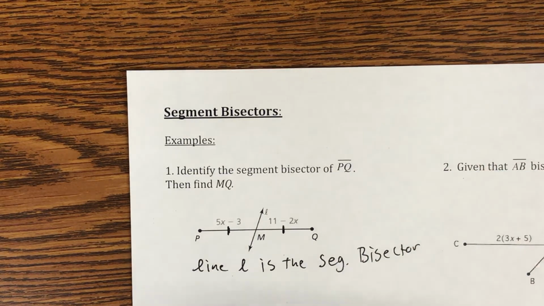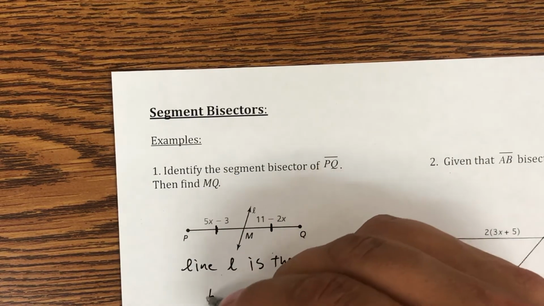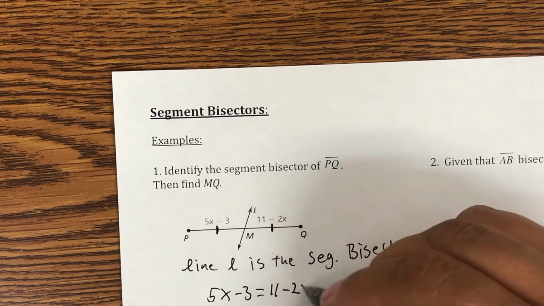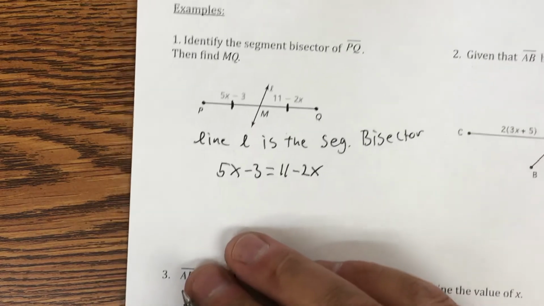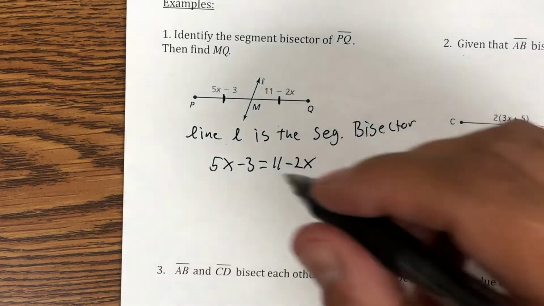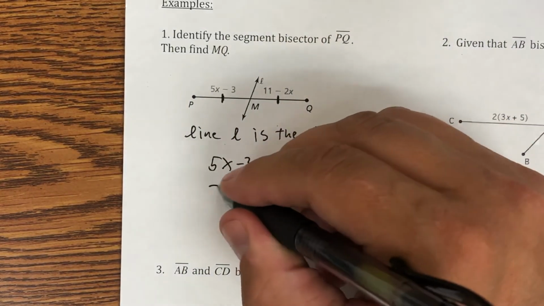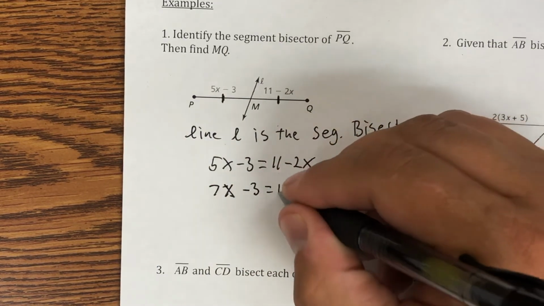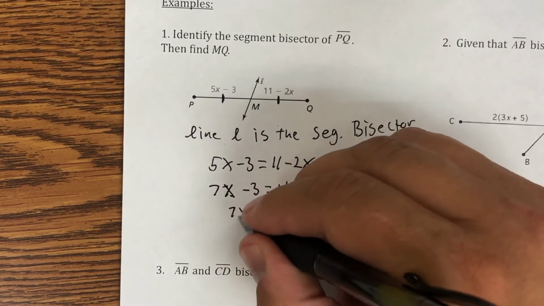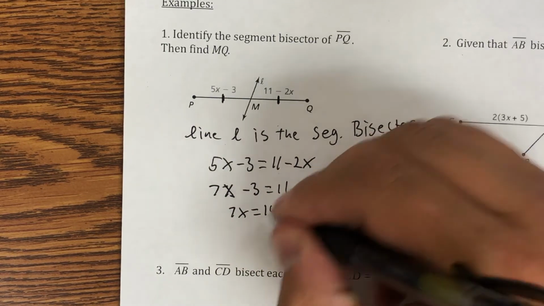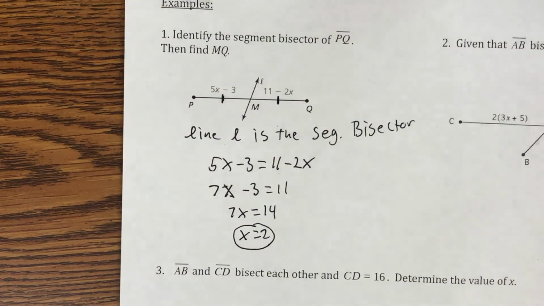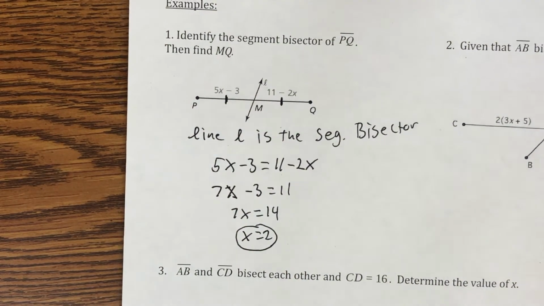All right, now setting up my equation. That means PM is equal to MQ. 5x minus 3 is equal to 11 minus 2x. Now from here, solve the equation. Add 2x to both sides. 7x minus 3 equals 11. Add the 3. 7x equals 14. And divide, we get x equals 2. So I'm going to start solving these equations a little bit quicker because we've practiced solving equations already.